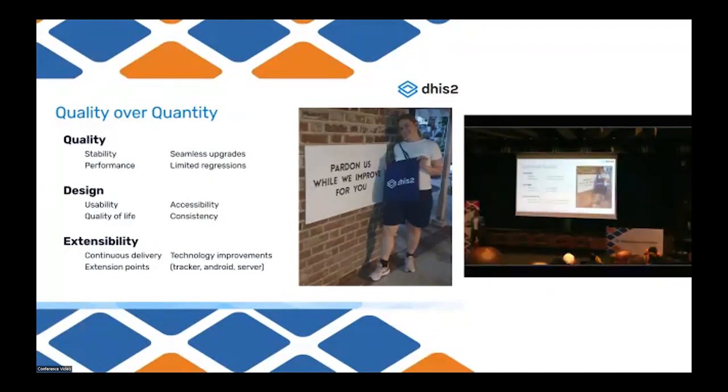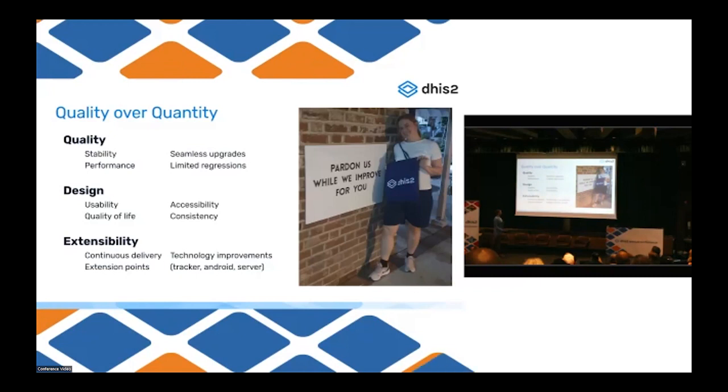So there are things in DHIS2 that are complicated sometimes. And training is a big challenge for a lot of implementations. We can work to reduce the cost and the need for those trainings and the complexity of the software by focusing on usability, the quality of life of a user of DHIS2, so they can find what they're looking for and have an intuitive way to navigate around the platform, consistency across different applications, and things like accessibility that have not been highly prioritized in the past.